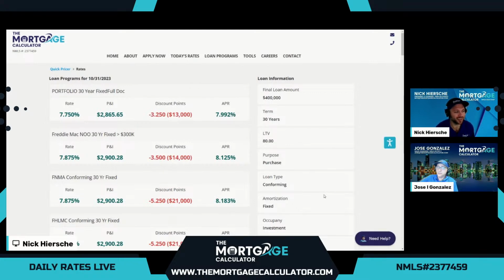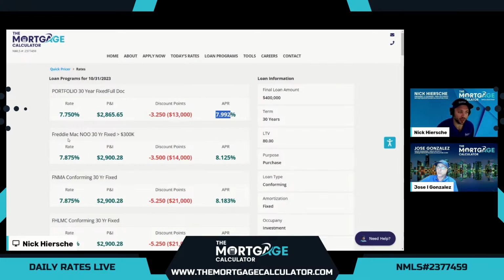And now, as usual, I have to explain this option, but it's a great option. So portfolio means this actually isn't a true conventional option. This isn't a Fannie or Freddie option. This is a portfolio option from one of our partners that can actually beat the conventional because it doesn't have the loan level price adjustments. So you see this program today is offering 7.75 rate, 3.25 discount points and costs, but the final APR 7.992. So a great option for our customers that want to still utilize a conventional program.